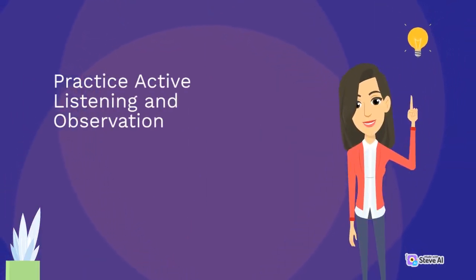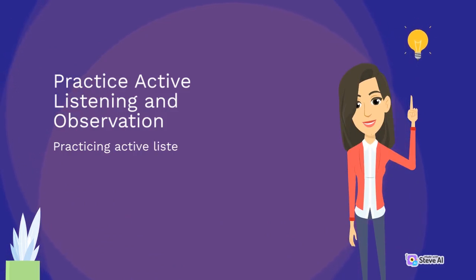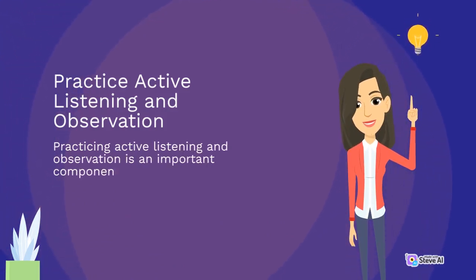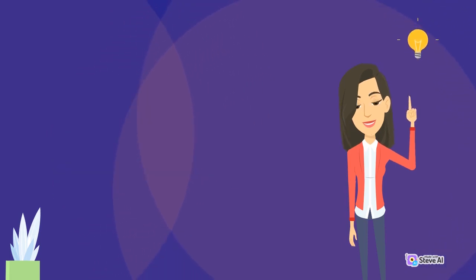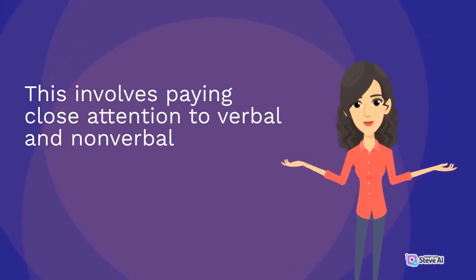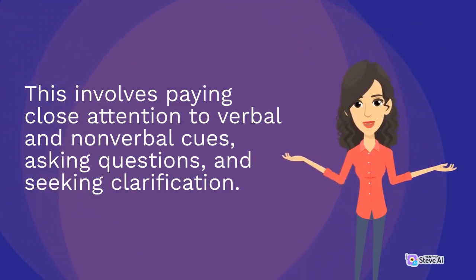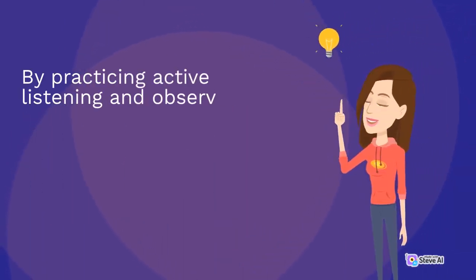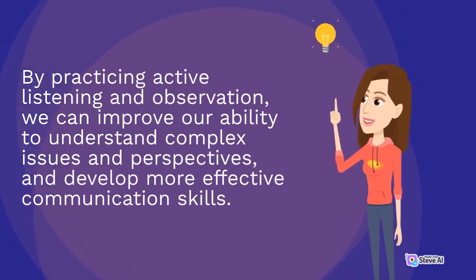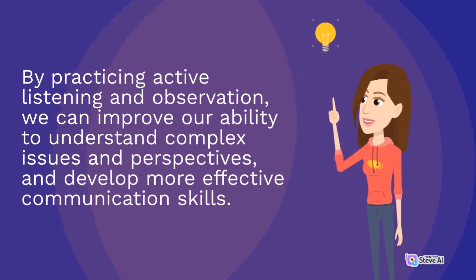Practice active listening and observation. Practicing active listening and observation is an important component of developing analytical and logical reasoning skills. This involves paying close attention to verbal and nonverbal cues, asking questions, and seeking clarification. By practicing active listening and observation, we can improve our ability to understand complex issues and perspectives, and develop more effective communication skills.